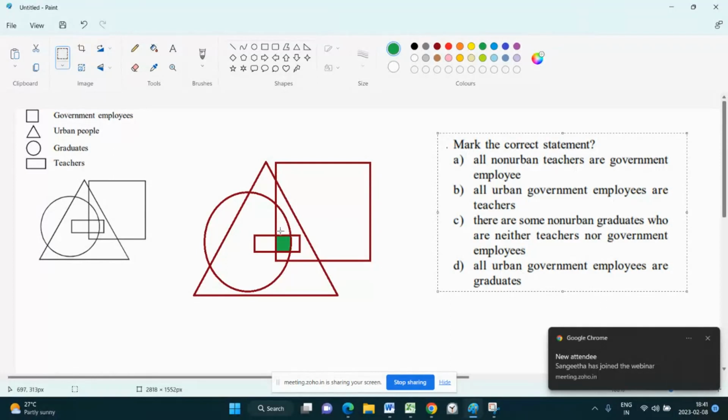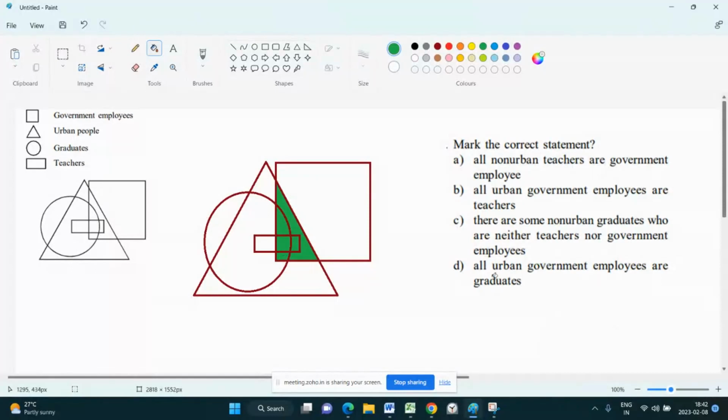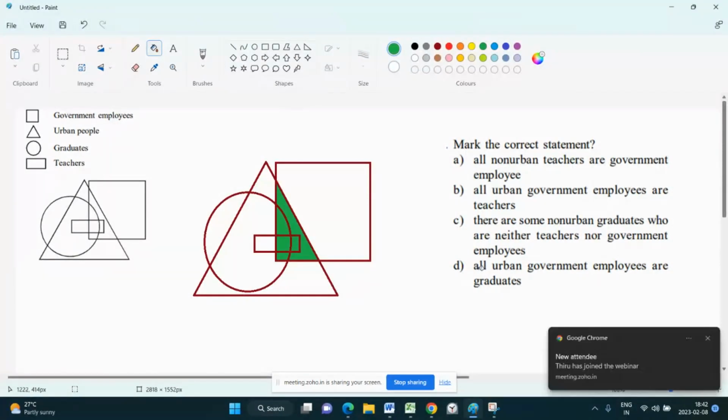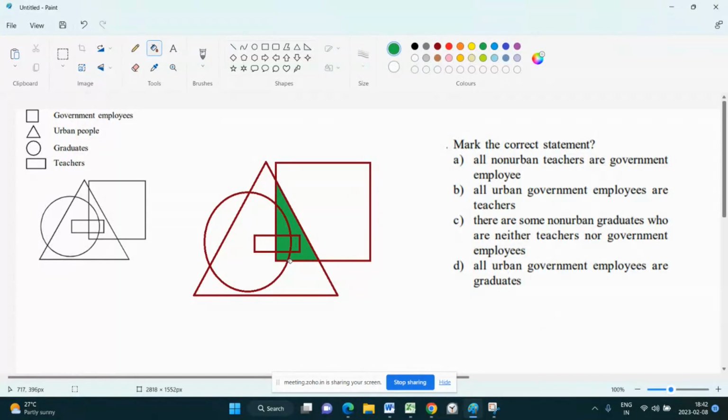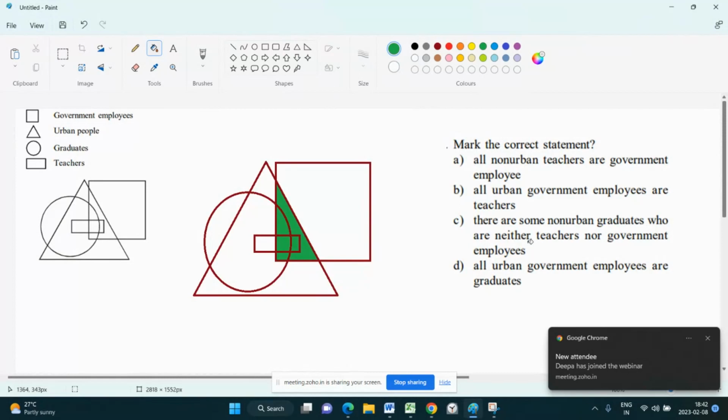All urban government employees or graduates, urban government employees. I'm going to fill. This is urban government employees. Wrong. This D is wrong. I tried to map all urban government employees here. This is government employee, this is urban, so I want to mark them. Are they all graduates? No. People belonging here are not graduates. So D is wrong. There are some non-urban graduates who are neither teachers nor government employees.